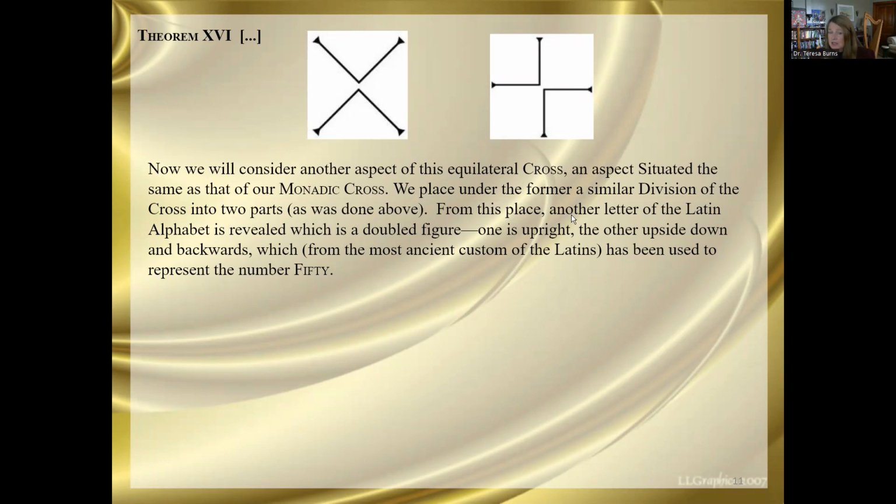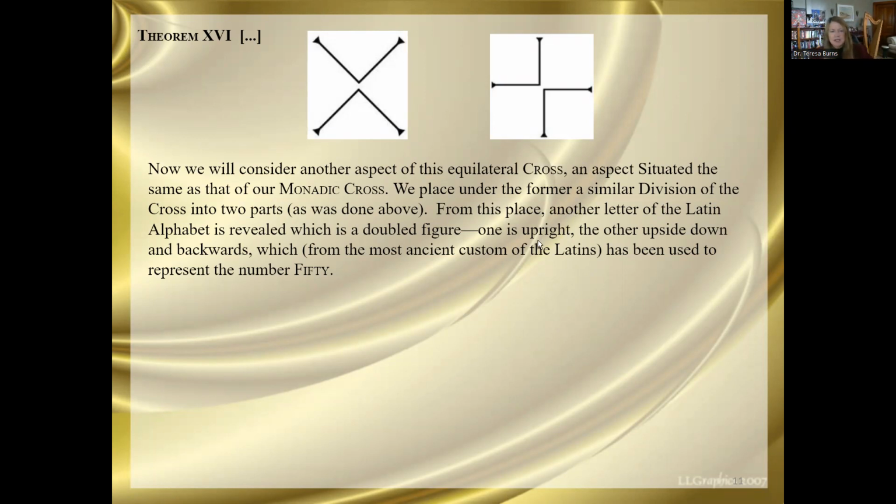Now we will consider another aspect of this equilateral cross, an aspect situated the same as that of our monadic cross. We place under the former a similar division of the cross into 2 parts, as was done above. From this place, another letter of the Latin alphabet is revealed, which is a doubled figure. And you know by now, since I've said this is the LVX theorem, what this is. He's going to make that into an L.